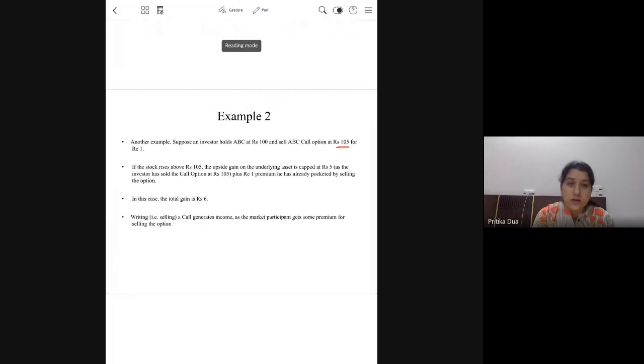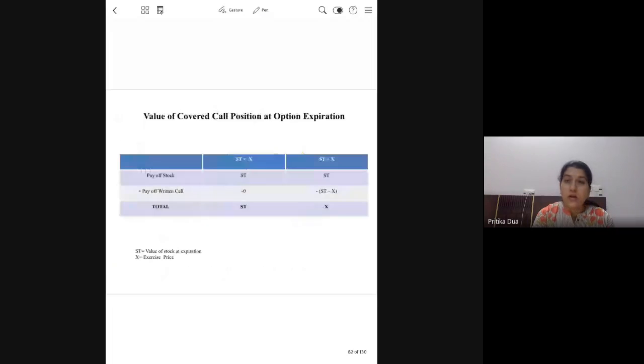Is the covered call clear? If there's any question, please ask, because this was different from the simple option contract which we have done.